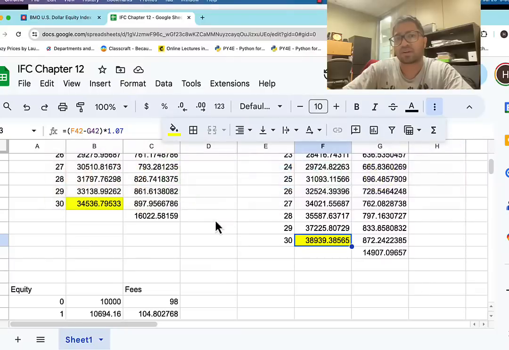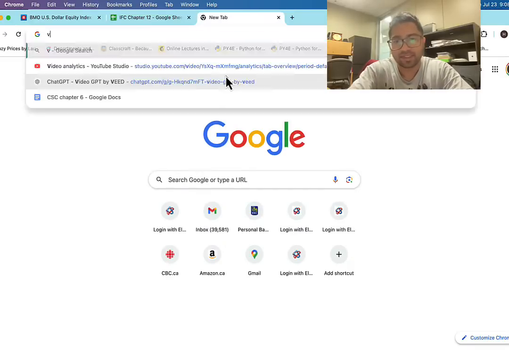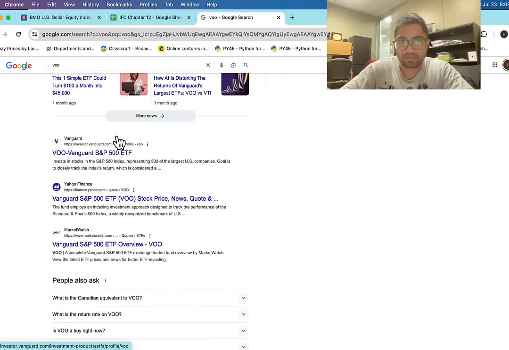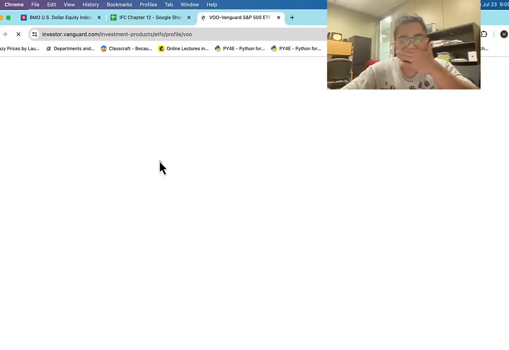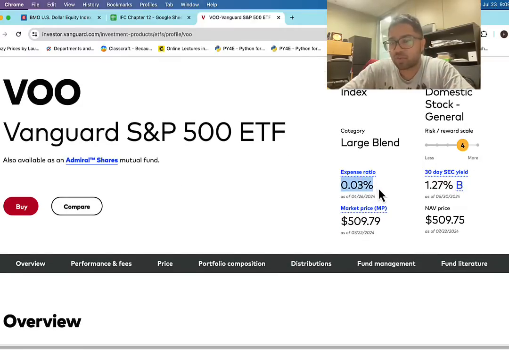To show you the comparison, we saw this equity fund, which is an S&P 500 fund. The MER was 0.98%. If you see an ETF, for example VOO, an S&P 500 ETF, it is the same concept, except it is traded on a stock exchange. If you go to their information docket, the expense ratio is 0.03%. So it is even lower than the index fund, which was 0.98%. So same returns as the index fund, but the expense is even lower.